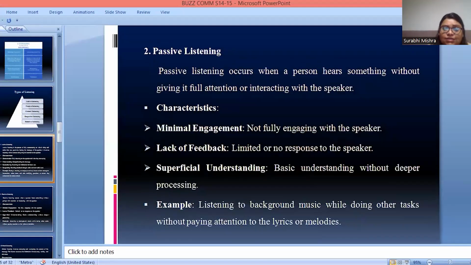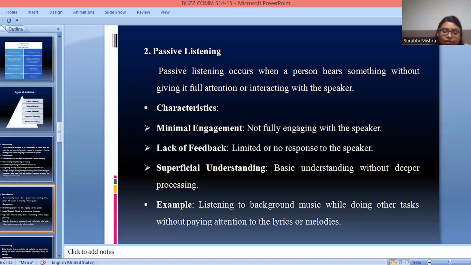Let's move to the next category of listening, which is passive listening. Now, as we have understood active listening, we'll discuss the opposite of it, that is passive listening. Passive listening occurs when a person hears something without giving concentration or attention and without interacting with the speaker. He or she neither interacts with the speaker nor listens to them very carefully, right?